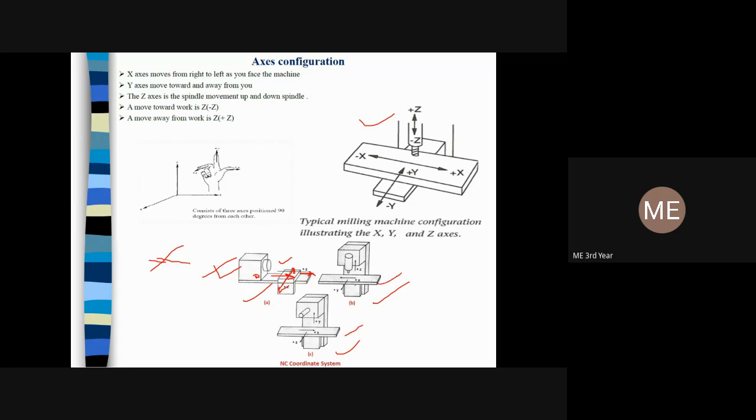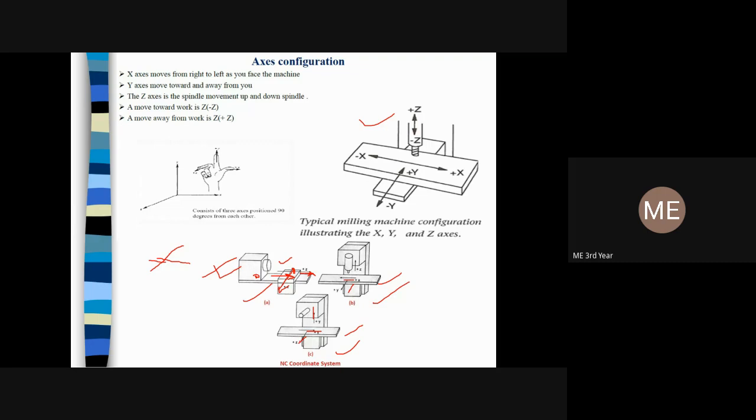Okay, so this is your x direction in vertical milling, this is your z direction, and this is your y direction. This is your y direction in horizontal milling, this is your x direction, and this is your z direction, and all the positive sign we have taken away from the motor is positive.